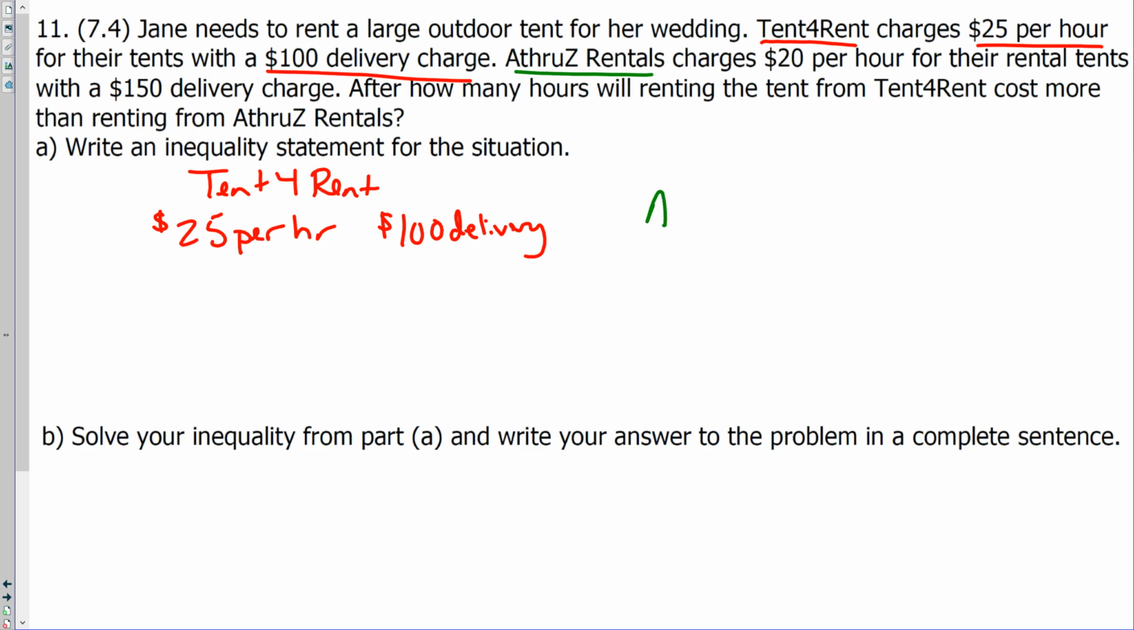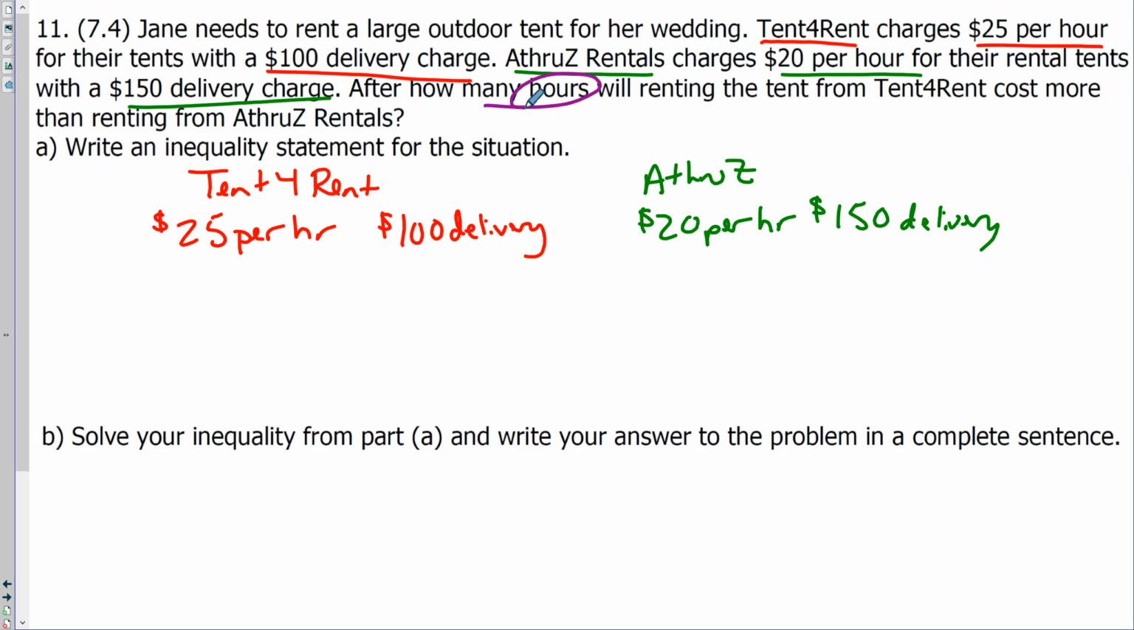A through Z charges $40 per hour and costs $150 for delivery. And we in particular are interested in how many hours, right? So that's what we're going to be solving for. Tent for Rent will cost more. So for Tent for Rent to cost more, we want the total amount that we're being charged to be greater. So there's our inequality. The Tent for Rent side is going to be greater than the A through Z.